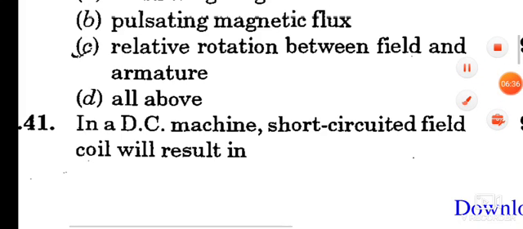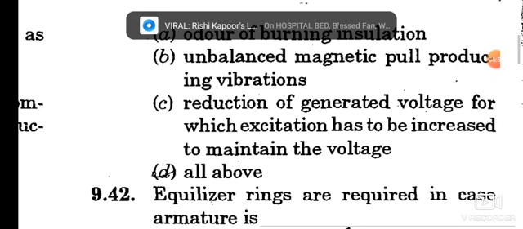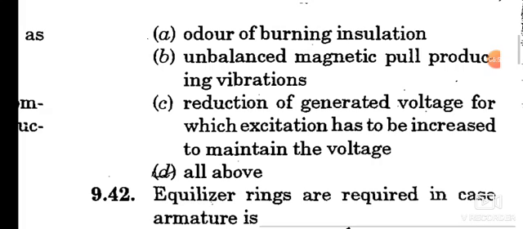Question number 41. In a DC machine, short circuited field coil will result in option D, the correct answer. That is option A, odor of burning insulation, option B, unbalanced magnetic pull producing vibrations, option C, reduction of generated voltage for which excitation has to be increased to maintain the voltage.